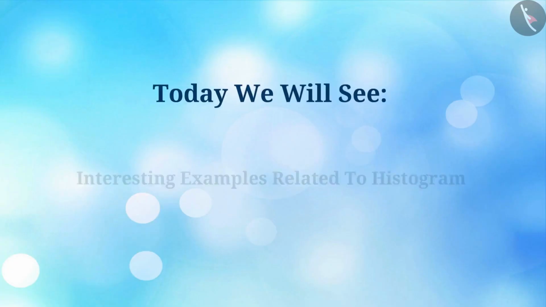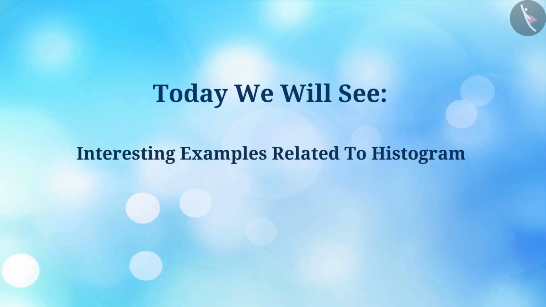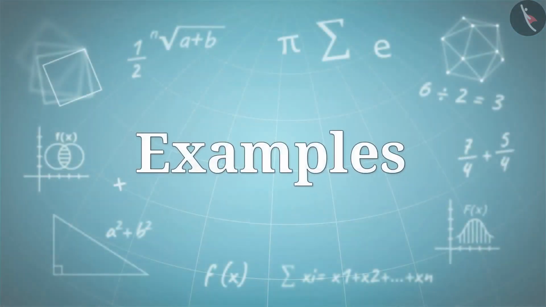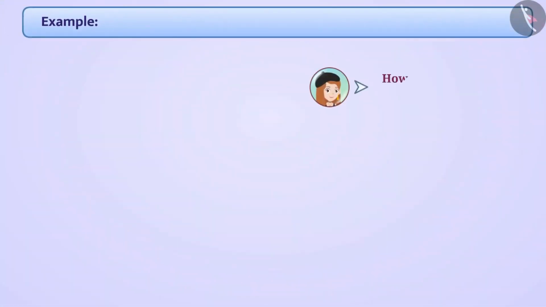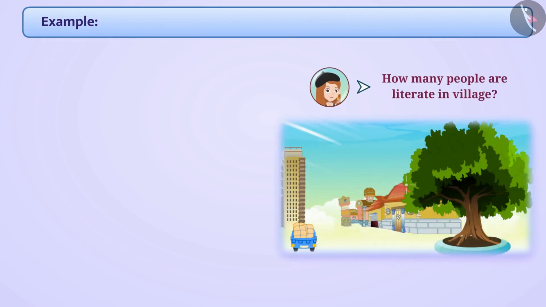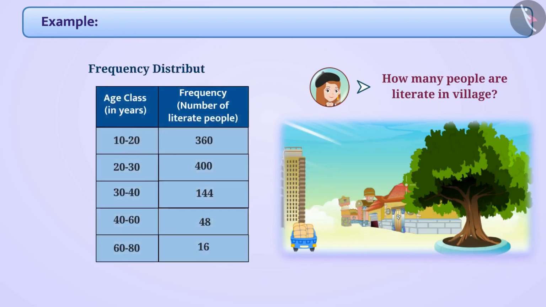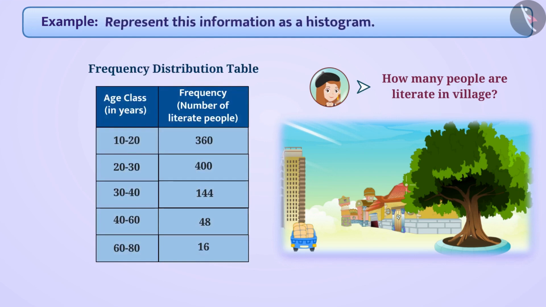Today we will see some interesting examples related to histogram. Vinita wanted to know how many people are literate in her village. To find out, Vinita conducted a survey in the village. The information obtained from the survey was presented by Vinita in the frequency distribution table shown below. Can you represent this information as a histogram?